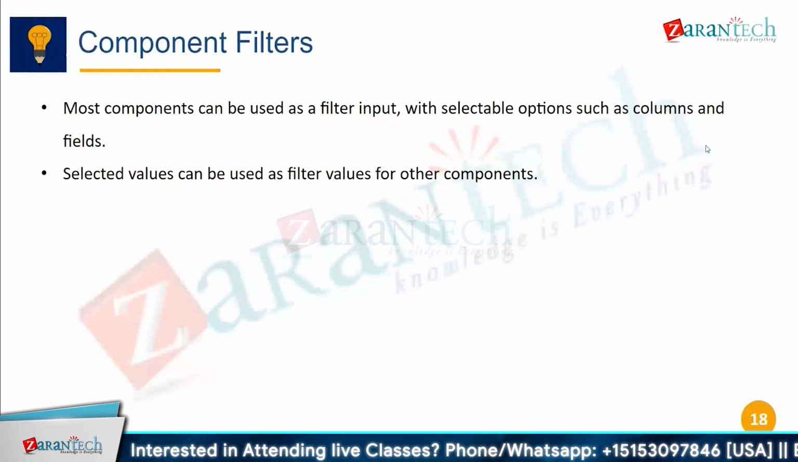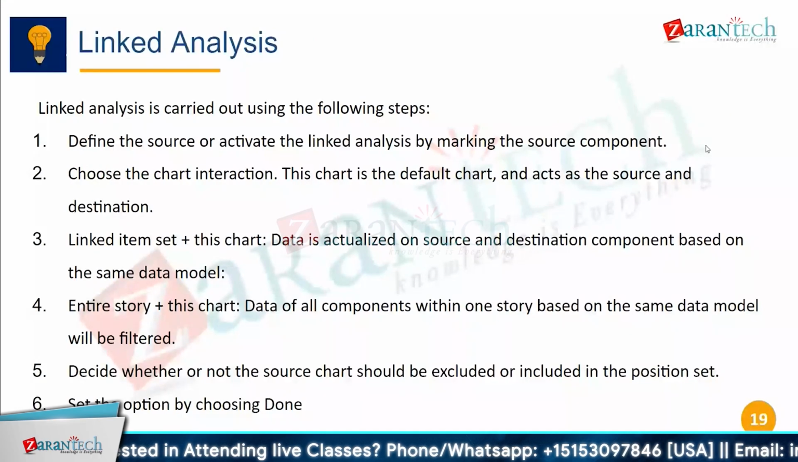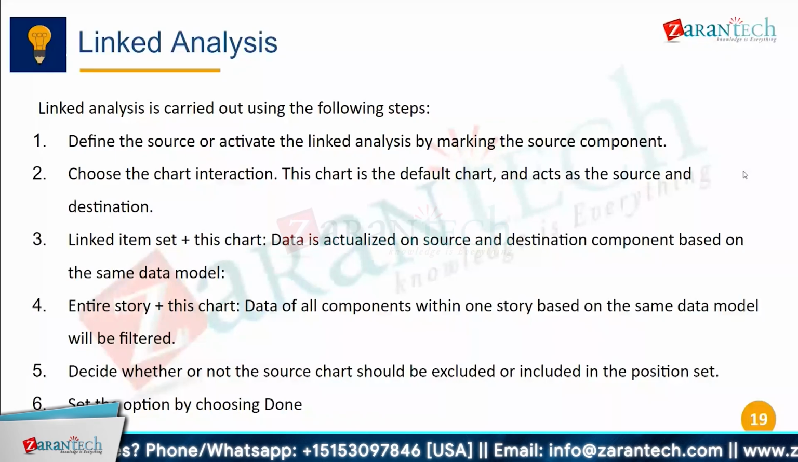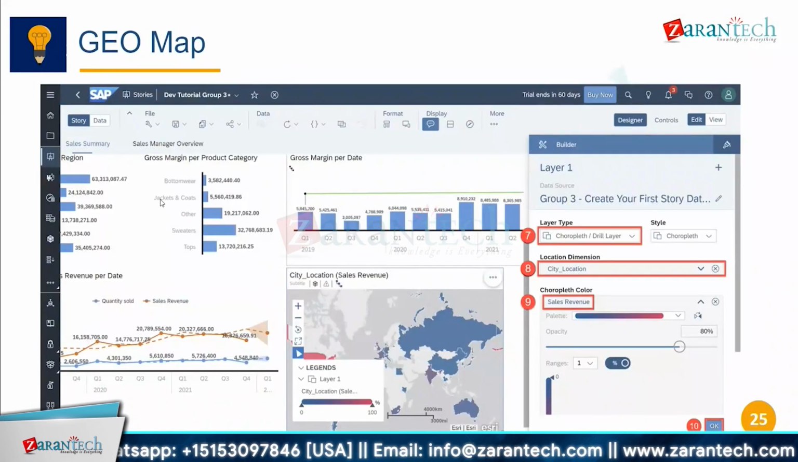Okay. Then coming to linked analysis. What is linked analysis? You have a scenario where you define the source and you activate linked analysis. For example, you have 5 charts. Let me go to an example and use this one. Here in this example, you have region and you have gross margin per product category. In some use cases, you want to use this region graph to control all other charts. So when you, or let me select this one.